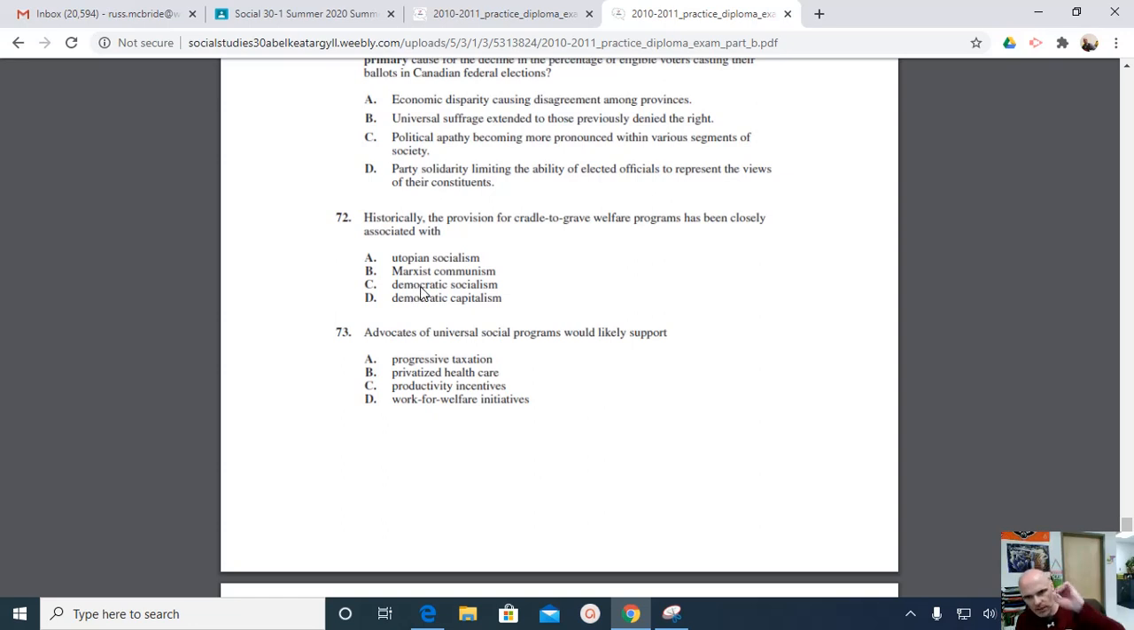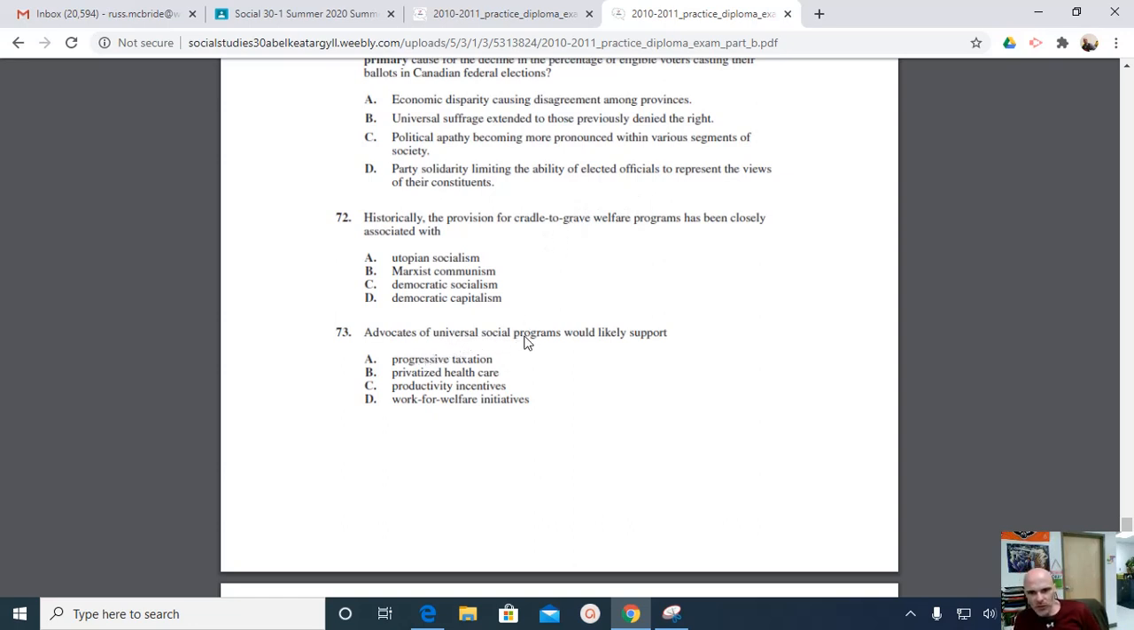Well, I'm going to say cradle to grave welfare programs, they're connected to Sweden. Sweden, we think, as a democratic socialist country. Utopian socialist, we see that more as a 19th century thing where government wasn't doing that. And Marxist communist, we often don't use this phrase with them. So there it is, I guess.